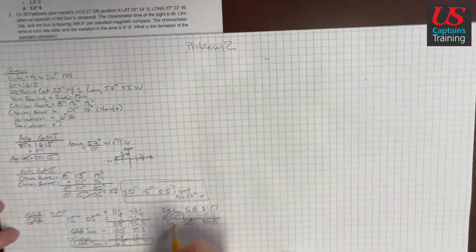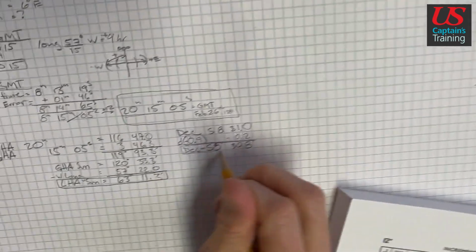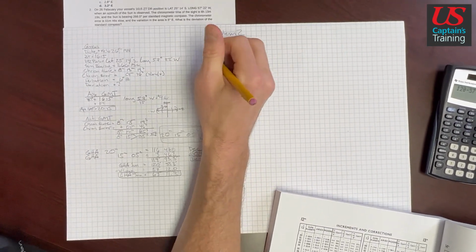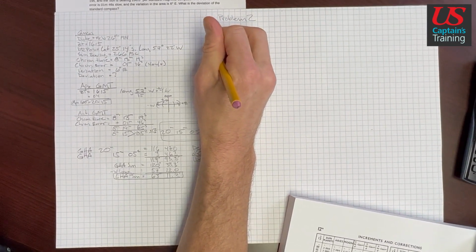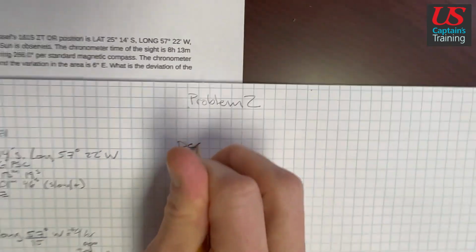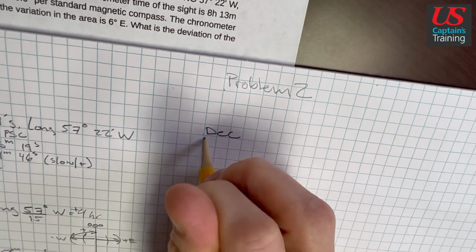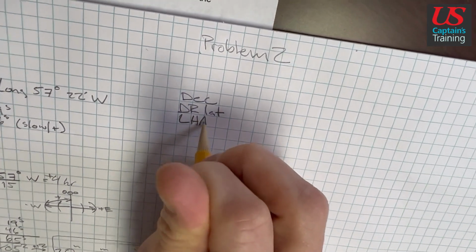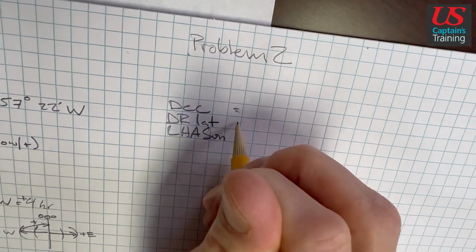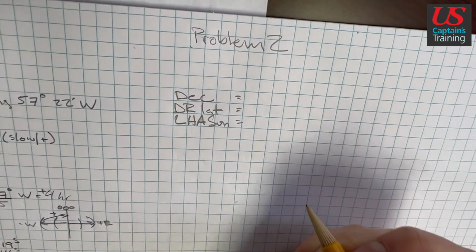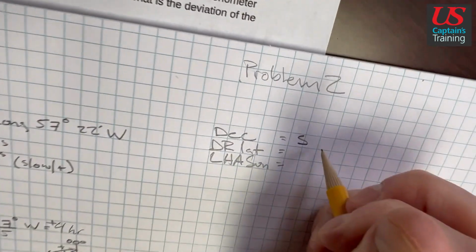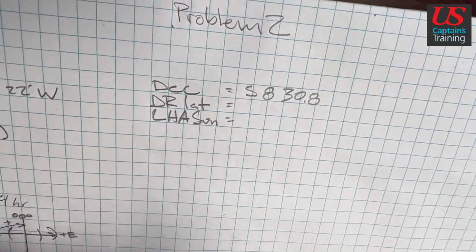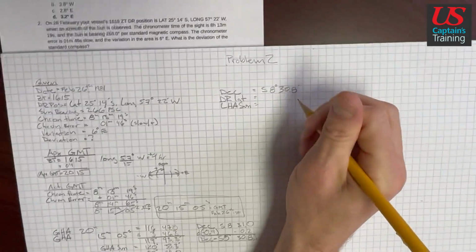to start making this table. So in our table, we have to do this triple interpolation. And we start with declination, and we need DR latitude, and we need LHA, the sun. Let's see what these equal. Declination is here, south 8, south 8, 30.8, 30.8 degrees minutes.